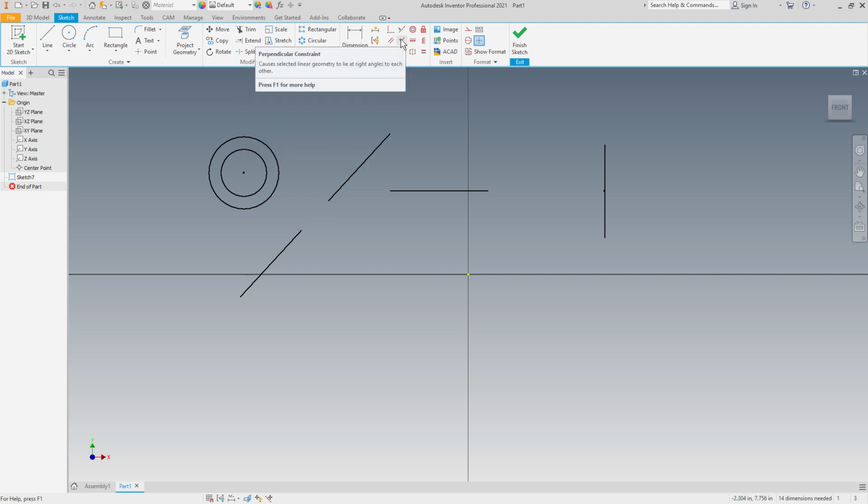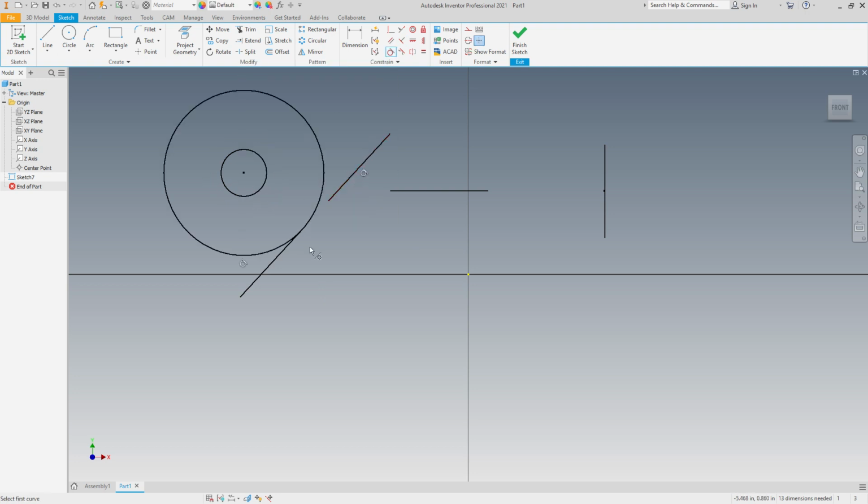The parallel and perpendicular are very similar. So you can apply the perpendicular, parallel, say this line and that line, they're parallel. Or perpendicular, this line and that line, they're perpendicular. Also, you can apply tangent, the circle to the line. So these are tangent. You can also apply a tangent to circle so that they are tangent.